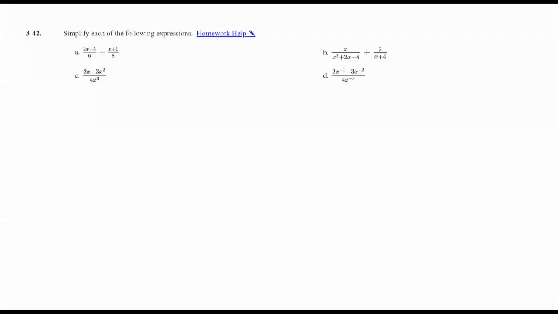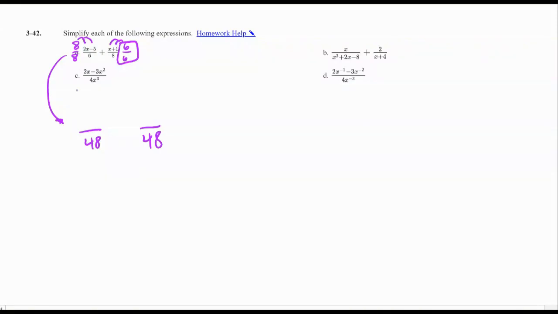Here we're asked to simplify each of the following expressions. So start with A here, where I need a common denominator to add these. So I'm going to multiply by my giant ones here. So 6 over 6 and 8 over 8. So that my denominator becomes 48. I'm going to do this down here. And 48. And once they're common, then we can go ahead and combine like terms.